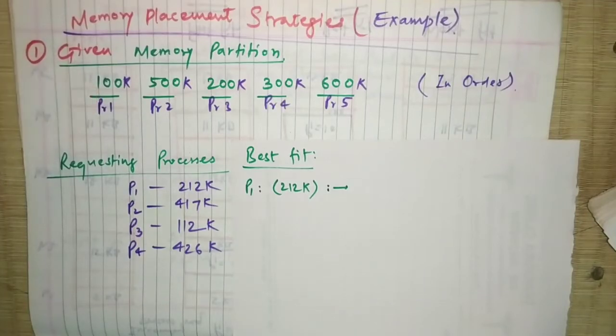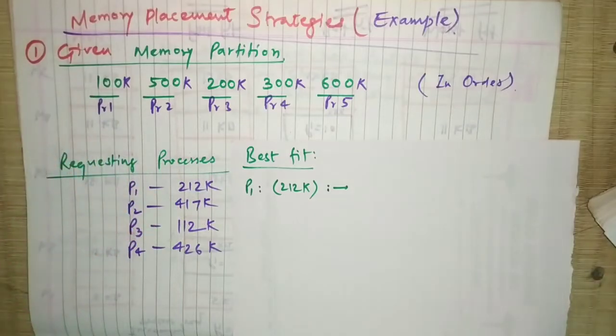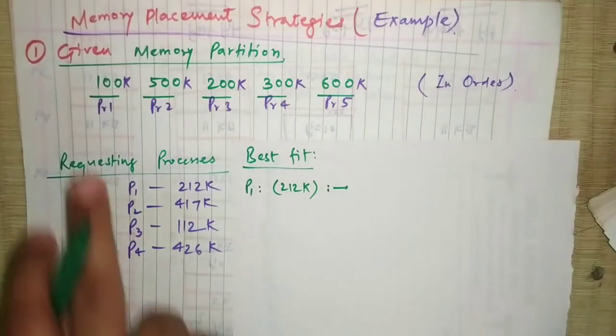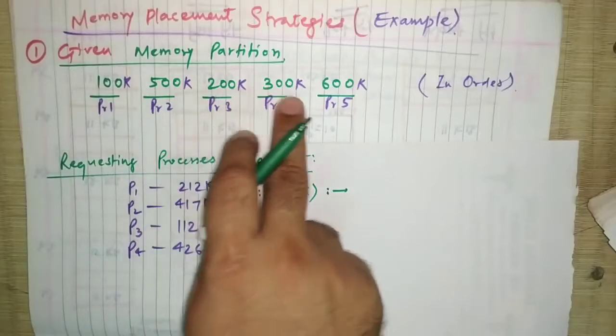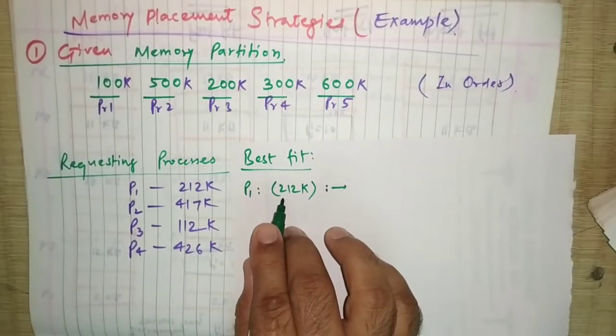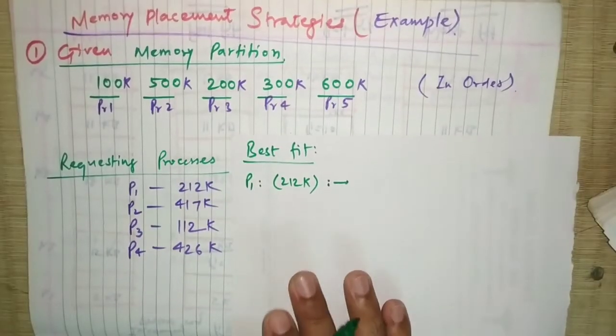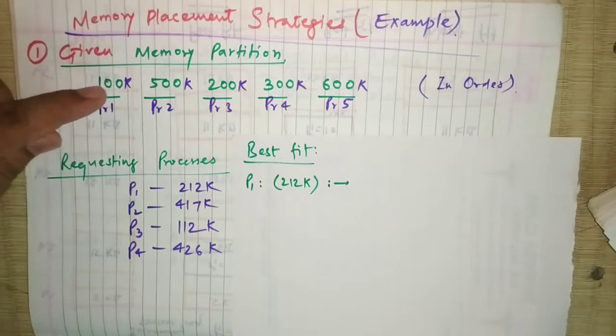What we have to do, I'm reminding again and again, is that in the best fit algorithm we have to allocate the smallest hole that is big enough. The smallest hole that is big enough means the smallest hole among all the partitions, but that must be big enough to accommodate the process P1. Process 1 has a requirement of 212k. The first partition cannot do it. Come to the next one.